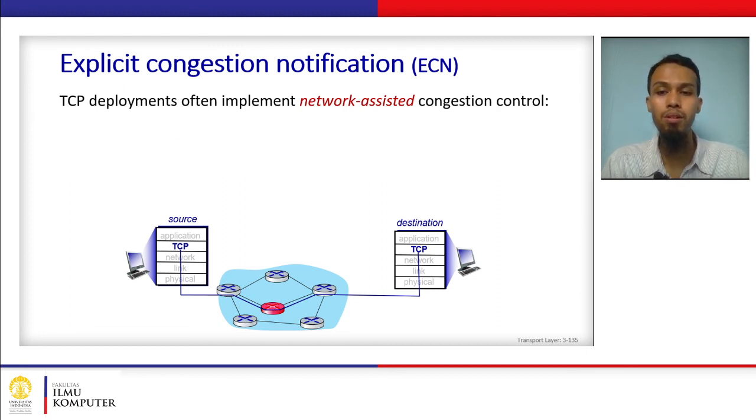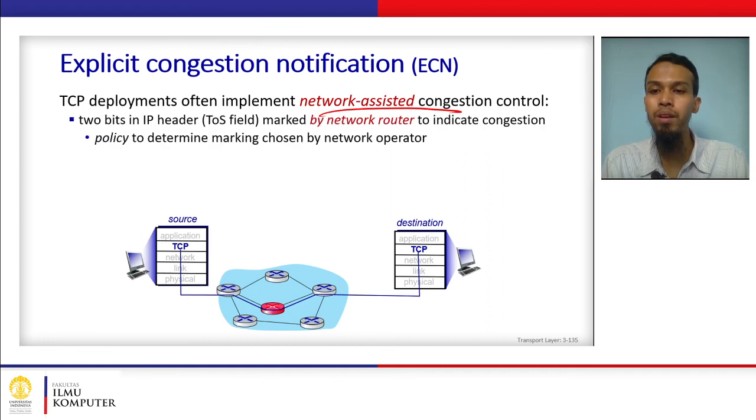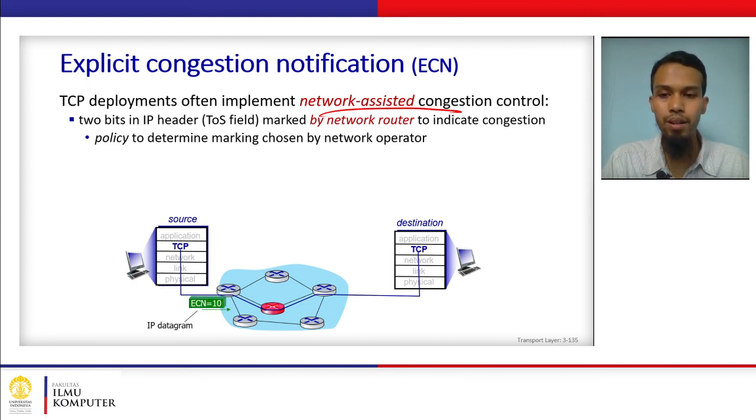And lastly, in this video, we will discuss explicit congestion notification. This is also called network-assisted congestion control that we have briefly discussed in the previous video. So what happens is, let's say a source is sending to a destination, and we are not discussing this at the moment because this is in the IP layer or network layer.